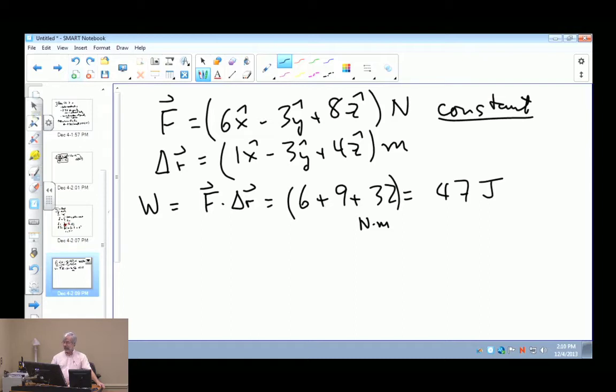How did you do it so quickly? Oh, okay. 6 times 1, I thought it was a cross product, plus... I was like, there's no way. No, it's a dot product. Okay, I got it now. That makes sense. Beautiful.